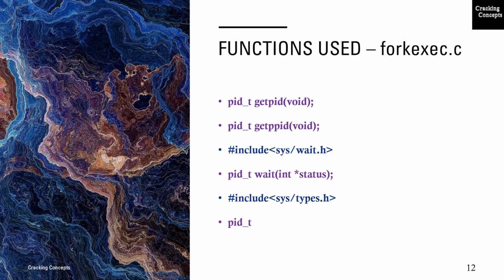Then there is the header file sys/types.h, which will define data types used in system calls and library functions. From it, we use the data type pid_t. Now this is used to represent process identifiers in Unix and POSIX compliant systems.